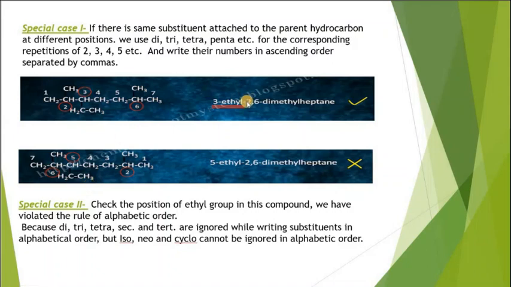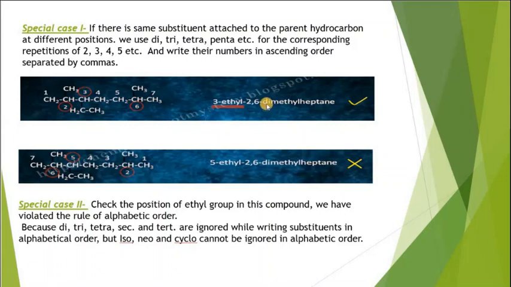You may notice in the above mentioned name why we are not writing di before ethyl. Dimethyl is written after ethyl, although D comes first in the alphabetical order, but E comes later on. Do remember, you have to check the position of ethyl group in this compound, and you can see that we have violated this rule of alphabetical order.